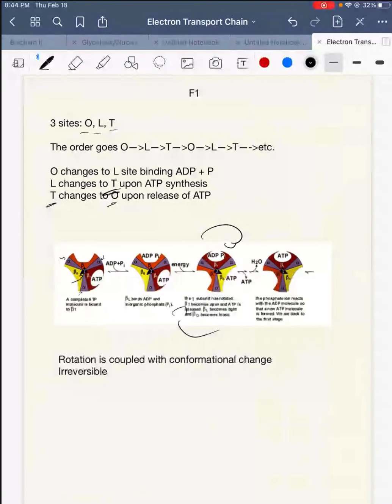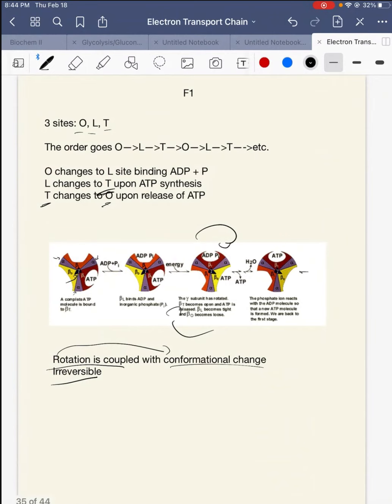So the rotation is actually coupled with the conformational change. So we're rotating and changing from O to L to T. So not only are we rotating, we're also changing from O, L, and T at the same time. And it's also irreversible. This is hard to think about when you're keeping track of the O and L and T, because they switch to the next one and then it also rotates. For now, just know the 3 sites and what each of them do, but I don't think you'll be expected to draw a picture of this, because it can get really complicated.